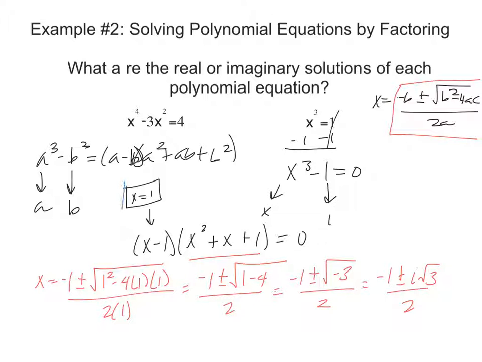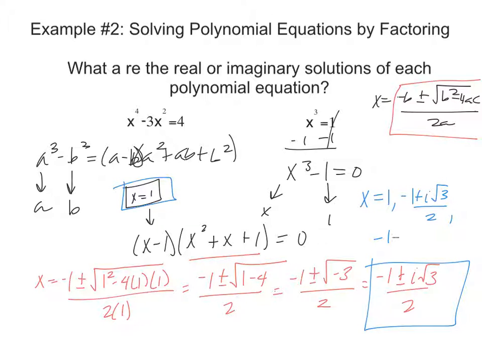So our solutions, don't forget that this is a solution and this is a solution. So if I break those apart, my solutions are x equals 1. And then negative 1 plus i square root of 3 over 2. And the other one is negative 1 minus i square root of 3 over 2. And we are done.